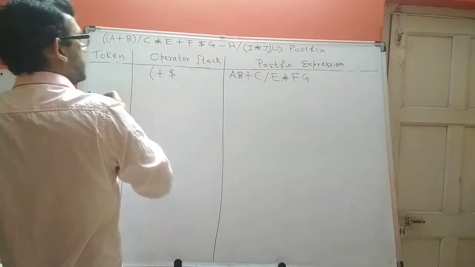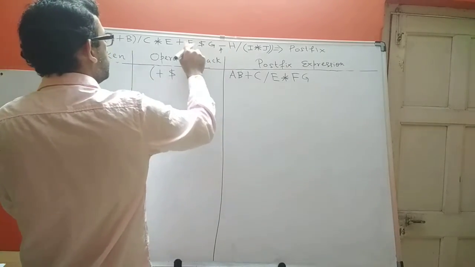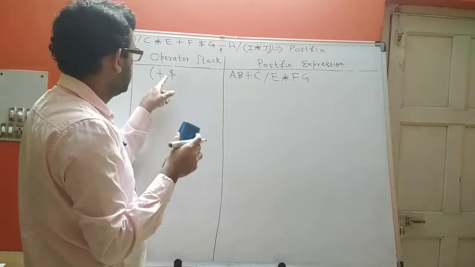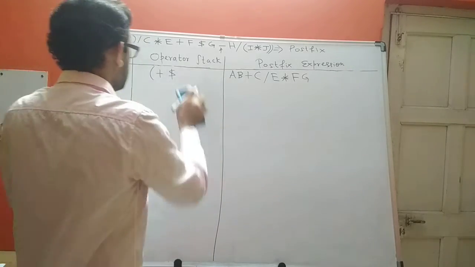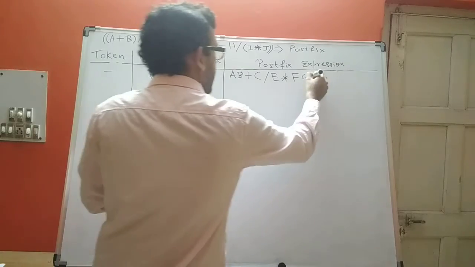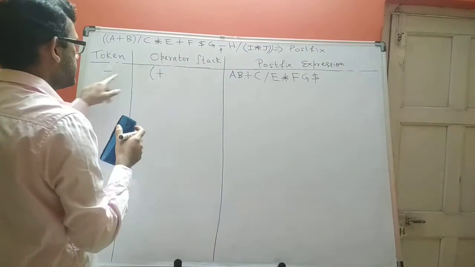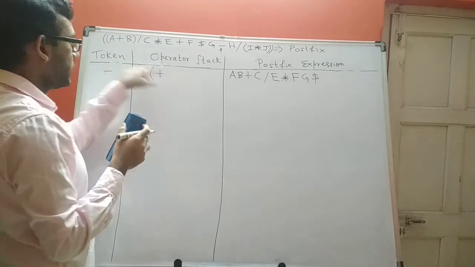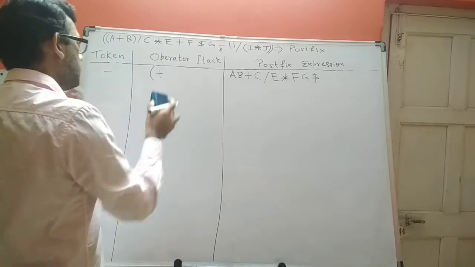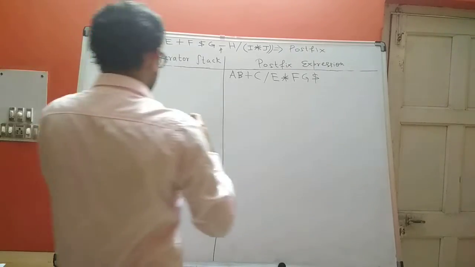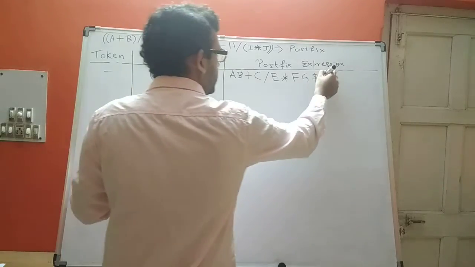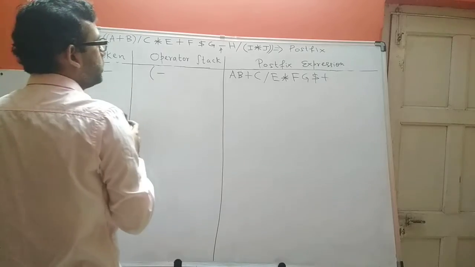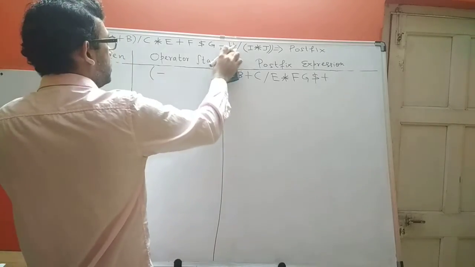My next token is minus. Now minus does not have greater precedence than $. $ represents exponentiation. So what do I need to do? I need to pop it and add it to the output. Now minus does not have greater precedence than plus. They have the same precedence. That's why minus cannot be above plus on the stack. So what do I need to do? I need to pop plus and add it to the output. Now minus has greater precedence than the opening parenthesis, so I can push it on top of my stack.